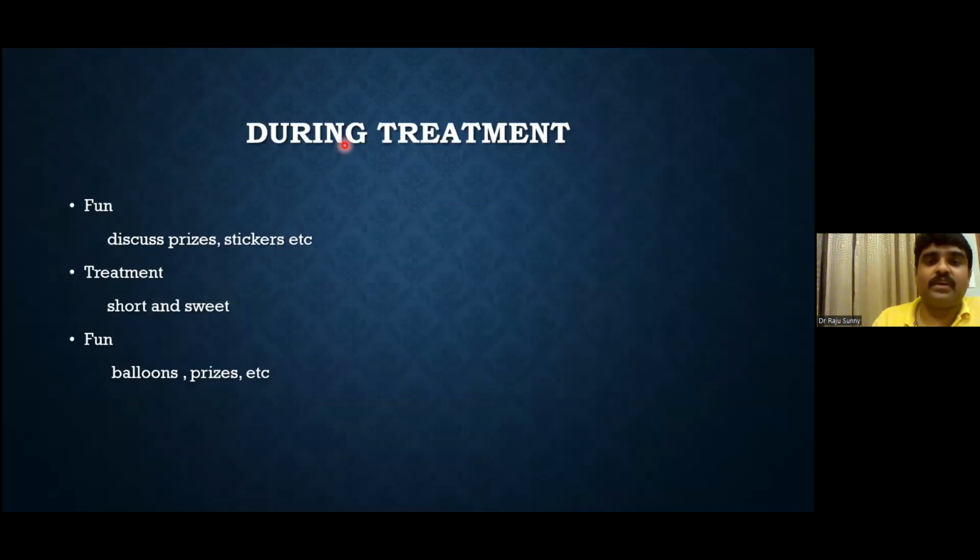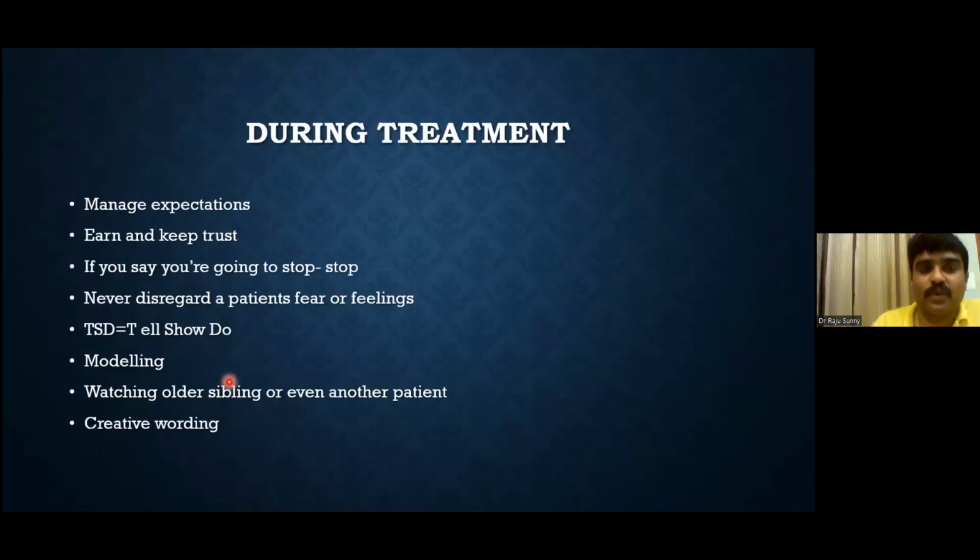Okay. So during the treatment, it should be more fun. Discuss the stickers or prizes. Treatment should be short and sweet, and it should be fun filled. All the gifts you should be giving. During the treatment, manage their expectations. They expect a painless treatment. Yes, you should be able to deliver a painless treatment and earn the trust of the patient.